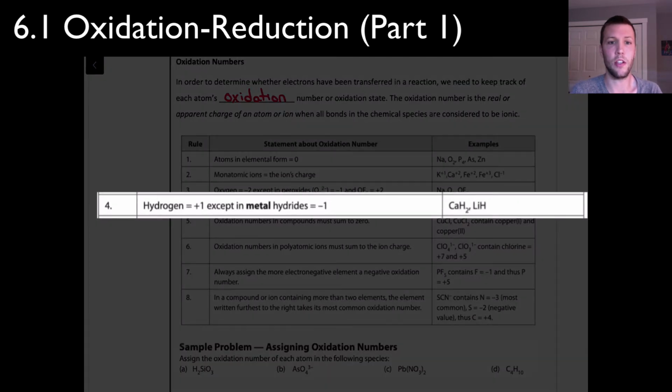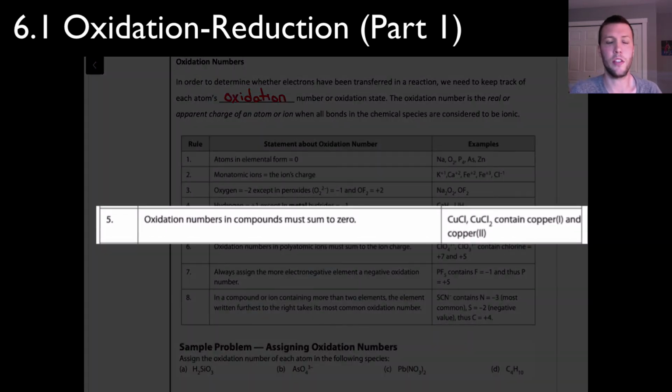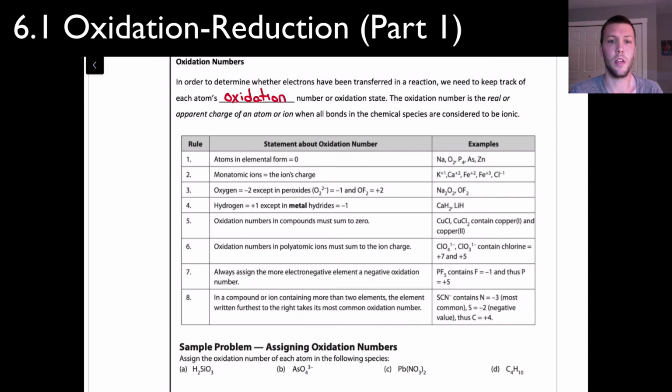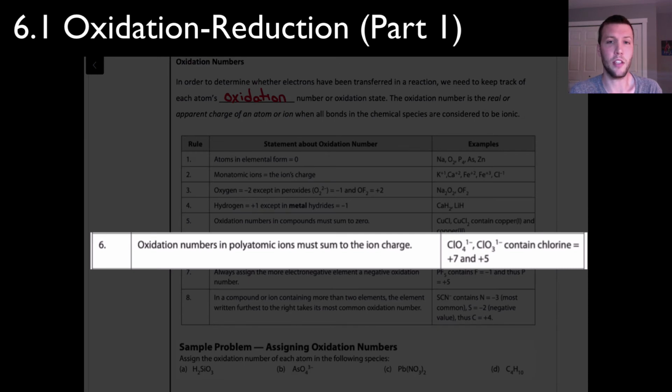Hydrogen will have an oxidation number of +1 in most situations, except in metal hydrides. So for example, lithium hydride, it will actually have a charge of -1. If I have a compound, the oxidation numbers in the compound must sum to 0. That's a lot like making salts. Okay, the overall charge on these types of compounds is 0. If I have a polyatomic ion, then the oxidation numbers have to add to the ion charge.